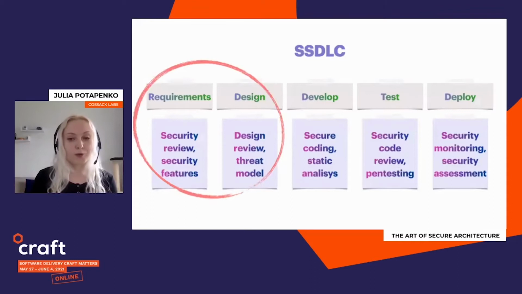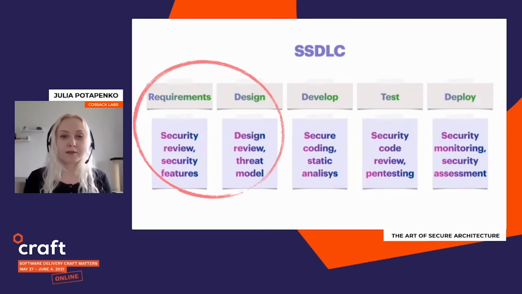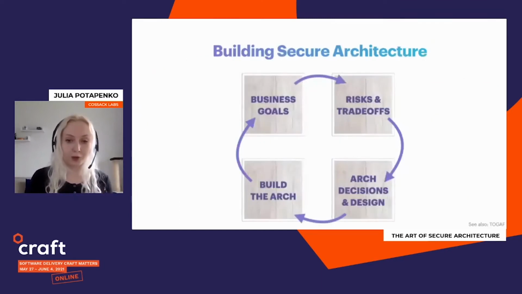When we talk about secure architecture, we want to focus on the first two phases, requirements and design. It is the core of the architecture. And building secure architecture is also an iterative process. You define business goals, you assess risks and trade-offs, you make architectural decisions, you build it, and you repeat again and again.